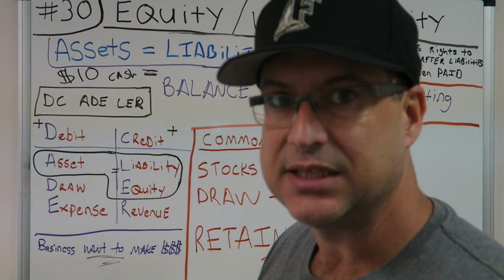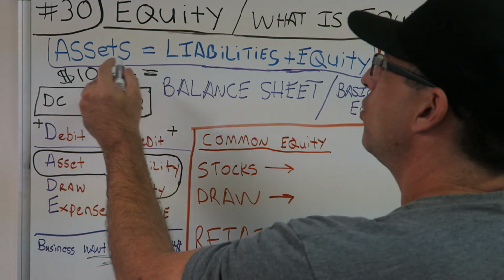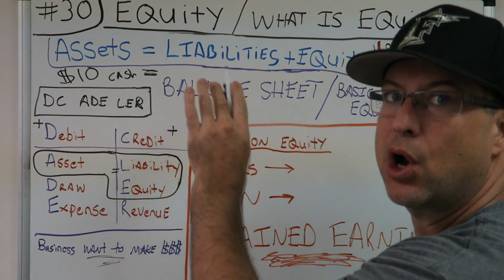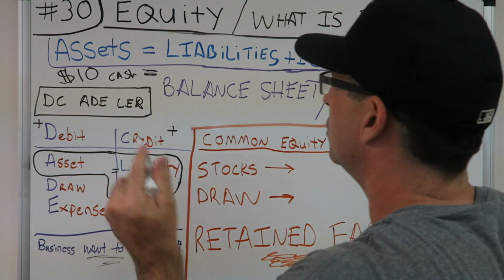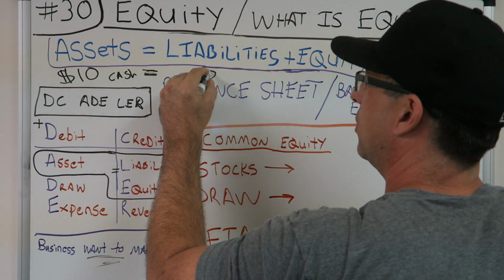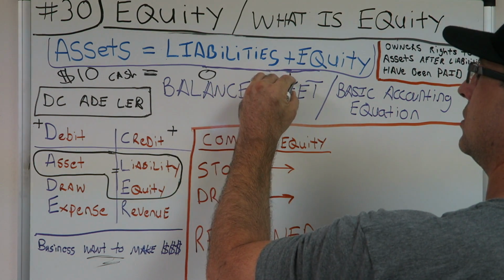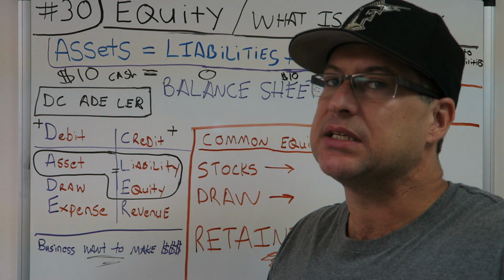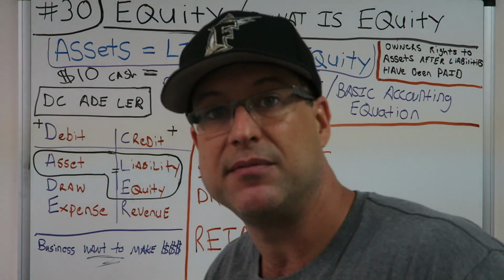We're going to make it easy here for this little example. We're going to say that you don't owe anybody any money at all. You don't owe anybody anything. So your liabilities are 0. Your equity would be $10. That's really what equity is. It's rights to assets after liabilities have been paid.